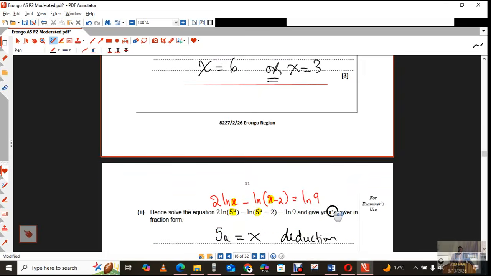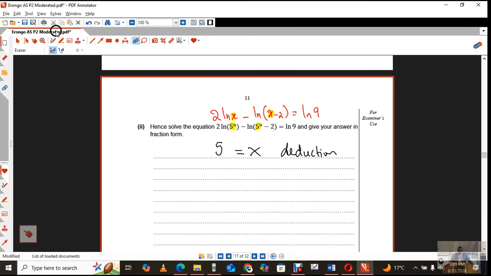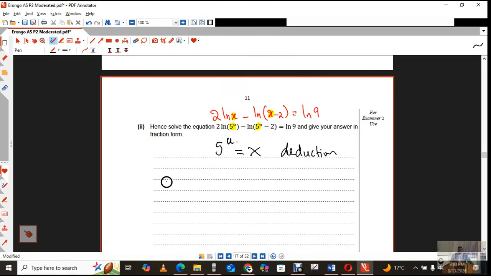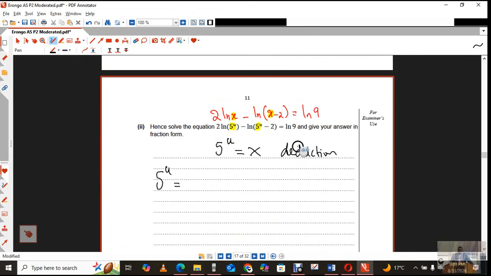But what were our values of x? It was 6 and 3. Good. So we are going to write two equations. We're going to say, okay, not 5u, my goodness gracious, 5 raised to the u. Okay, that's the mix-up. So therefore, 5 raised to the power of u is equal to, from before, what was our solution? 6 or 3. So 6 here, or 5 raised to the u is equal to 3.